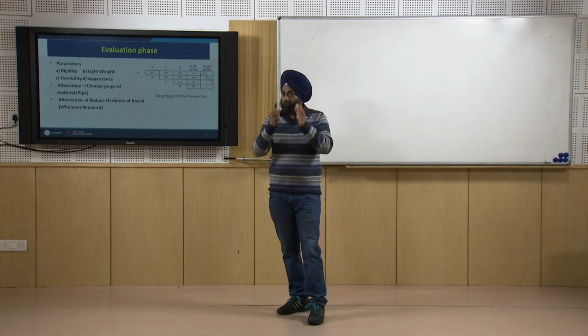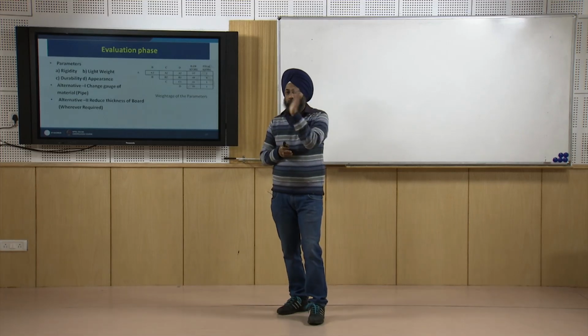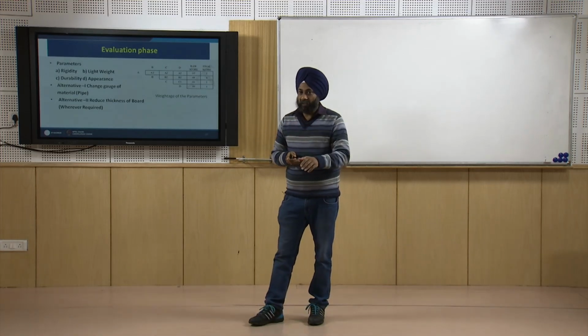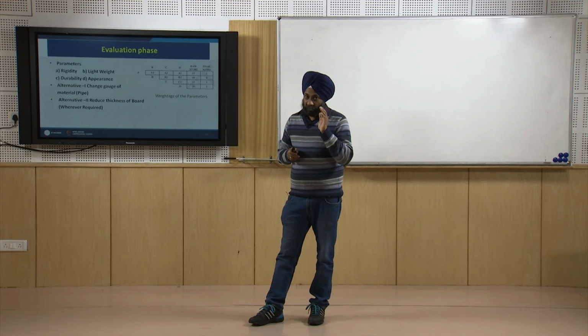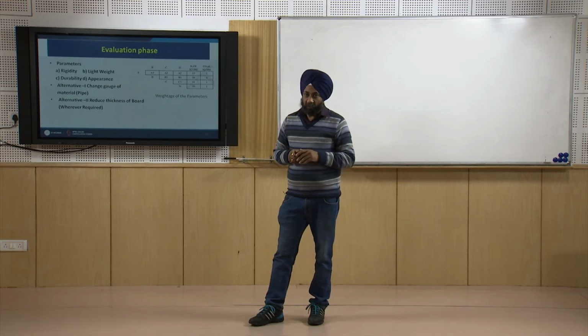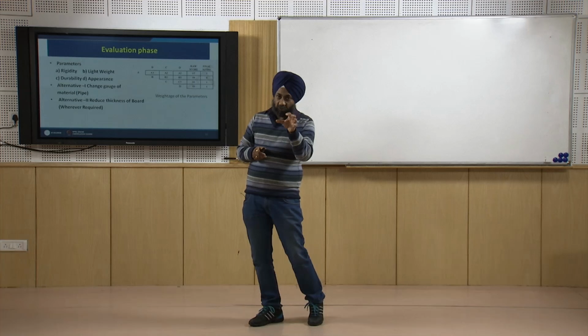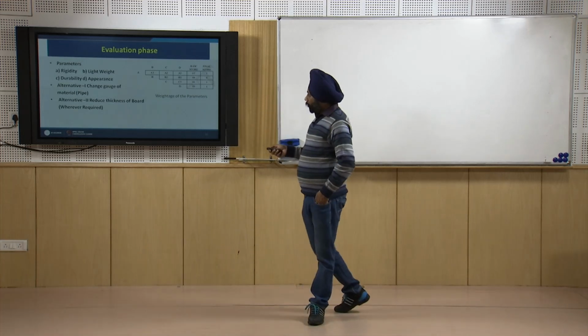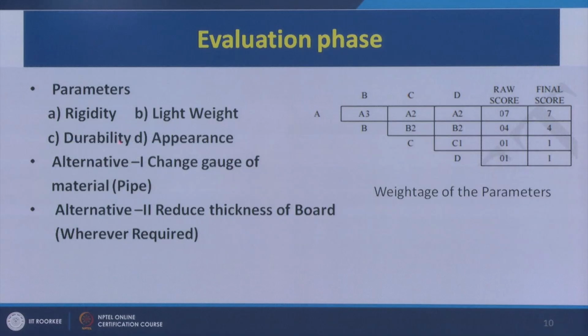We have then done the function, cost, worth analysis. In worth we have seen that there is an opportunity to save 346 rupees because of the design changes. Now we are trying two design changes here. One is a change in the gauge of the pipe, maybe you can use a different gauge for the pipe, and the other is to reduce the thickness of the board wherever required.